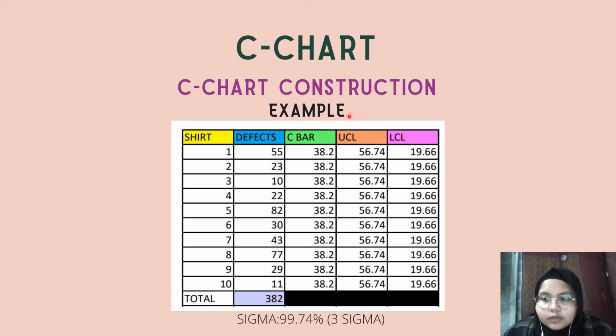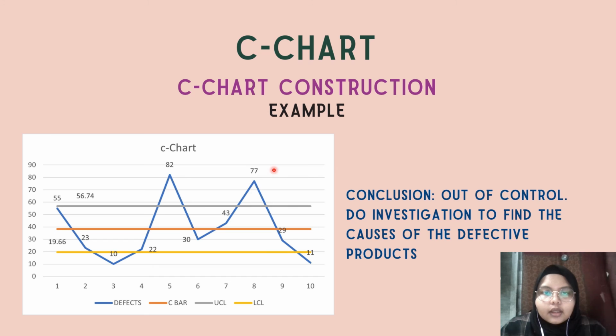In order to find the UCL, we must take C bar 38.2 plus 3 sigma square root C bar and we will get 56.74. To find the LCL, we must take C bar 38.2 minus 3 sigma multiplied by square root C bar and we will get 19.66. And this is the C chart that I got based on the table just now.